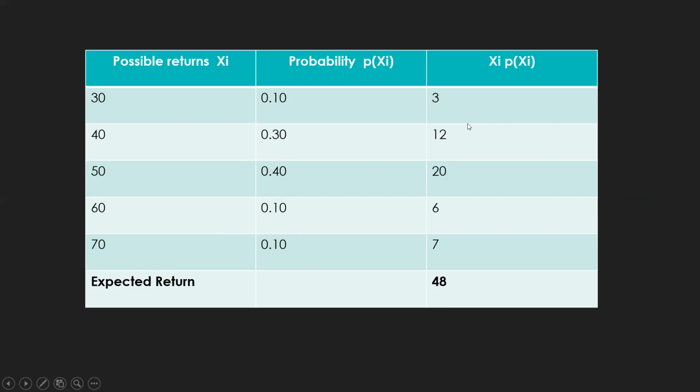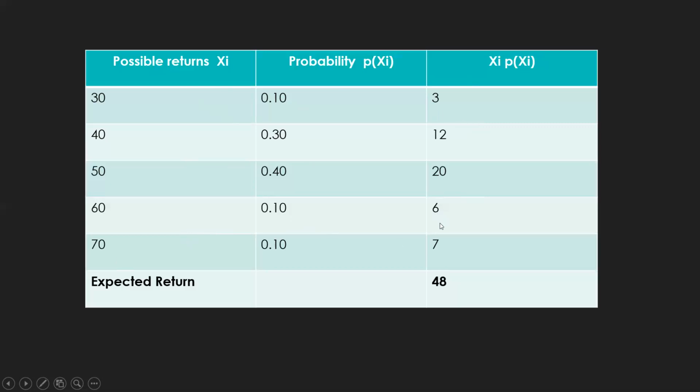Now, coming to the expected return. To calculate the expected return, you have to multiply the possible return with the probability and then take the total. That is, 30 into 0.10 will give you 3. 40 into 0.30 will give you 12. 50 into 0.40 will give you 20. 60 into 0.10 will give you 6. 70 into 0.10 will give you 7.